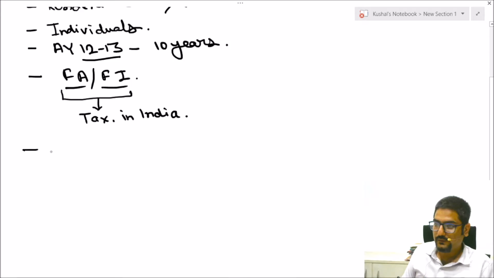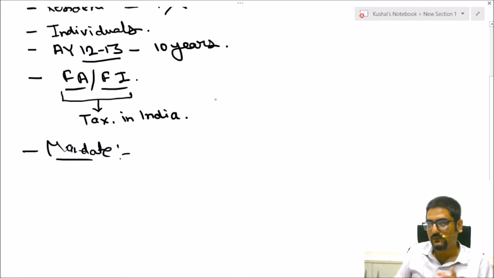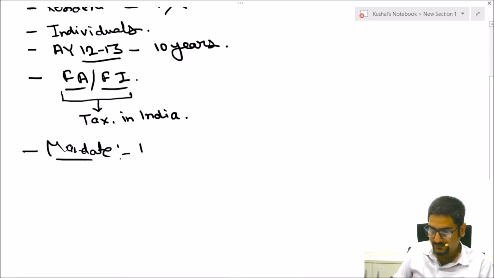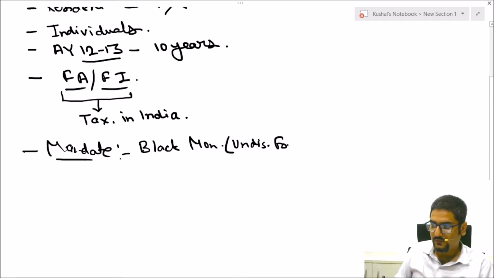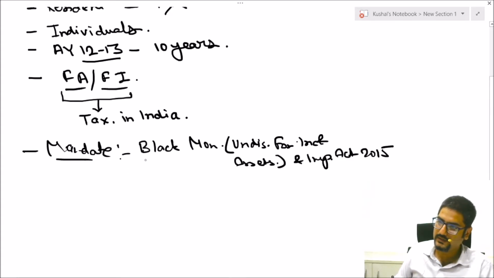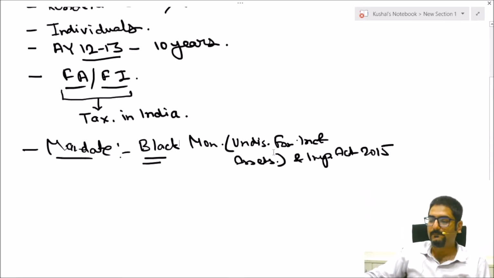Now, from where does the mandate of reporting come? Everything is now a mandate of law, right? From where does it flow? See, we have one law in India: the Black Money (Undisclosed Foreign Income and Assets) and Imposition of Tax Act, 2015. This Act mandates reporting of such foreign assets or foreign income in the income tax return by residents to the income tax department, right?